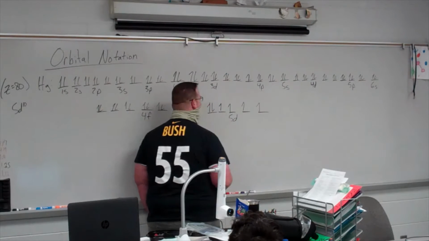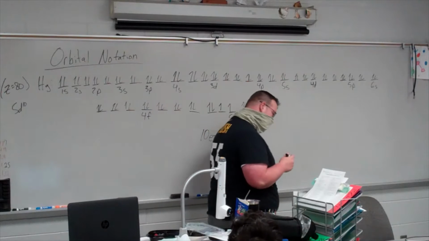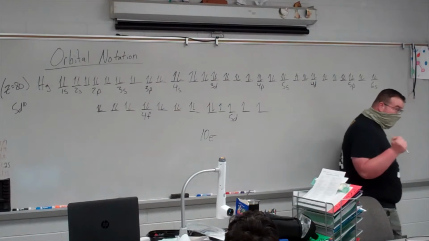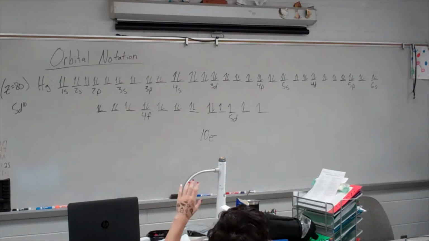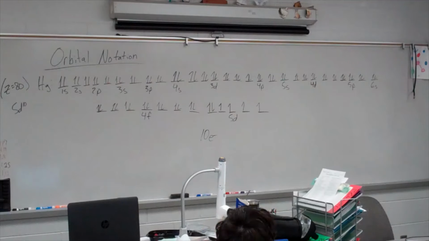Okay, why do the arrows point in opposite directions? The spin. Because of the electrons. They point in opposite directions because of the spin of the electrons. Oh, it's because they're all negative, so they're going to keep repelling. That's what you said, right? How do you know what goes up and down? You always start with up.